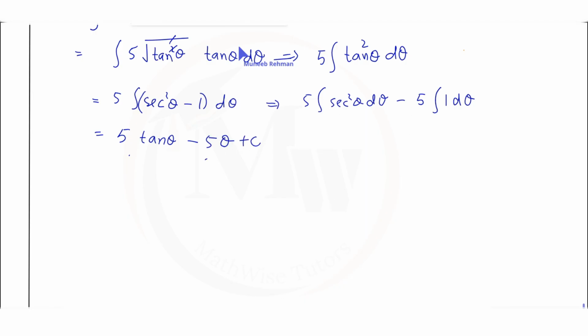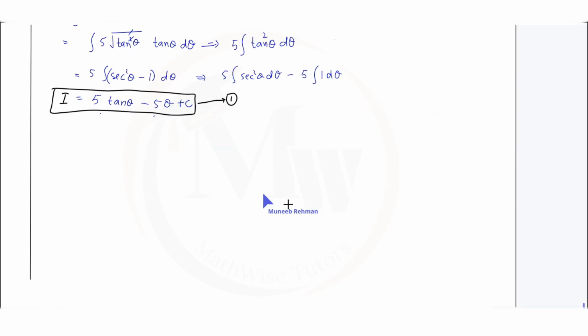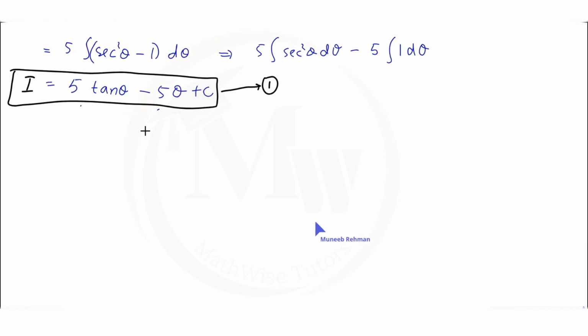This is the answer, but this is not a final answer. As you know, this is the answer in the form of theta, right? Now you need to find the values of these functions and plug them here. Whose function value do we need to find? Here you can see it's tan theta and theta. So what we do, we'll find the value of tan theta and theta and plug it here. So how can you find the tan theta value?